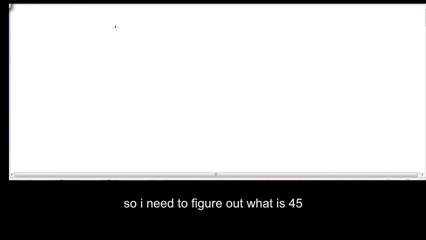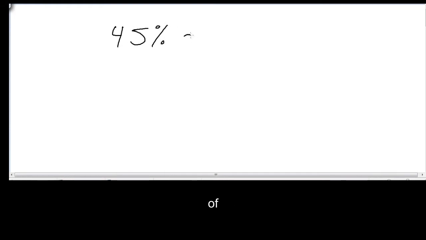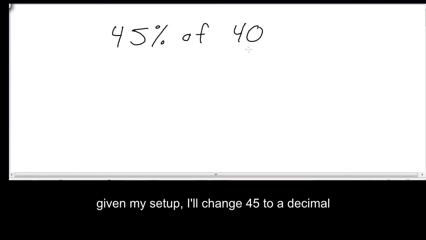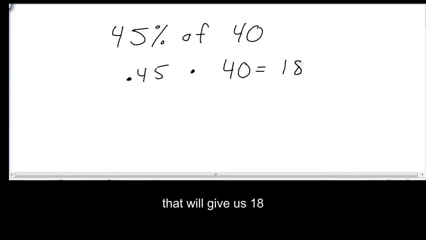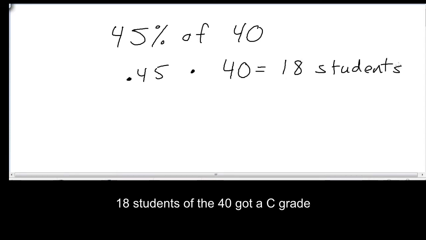So I need to figure out what is 45% of 40 students. Given my setup, I'll change 45 to a decimal. It becomes 0.45. Of translates to multiplication, and 40 is 40. 0.45 times 40, and that will give us 18. So we say specifically, 18 students of the 40 got a C grade.